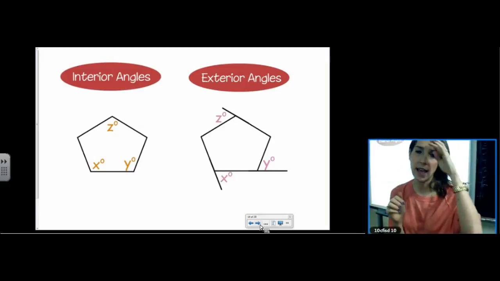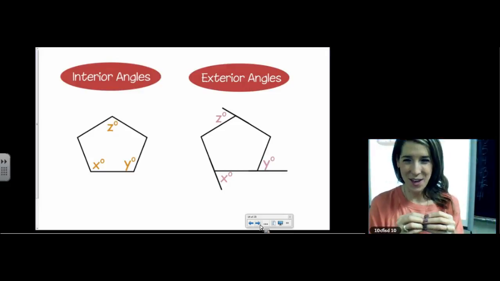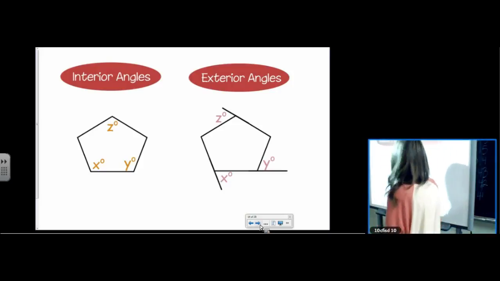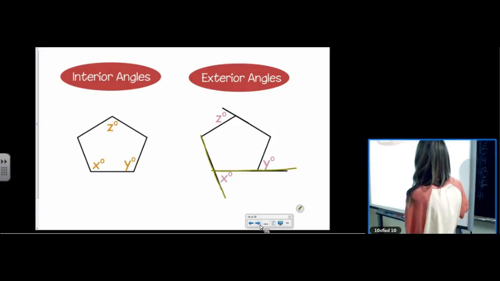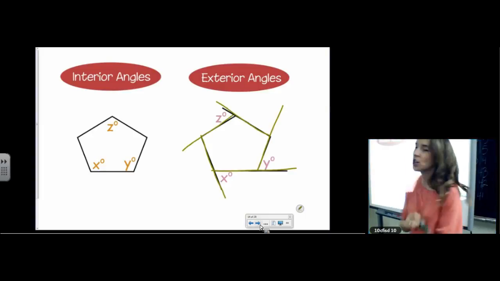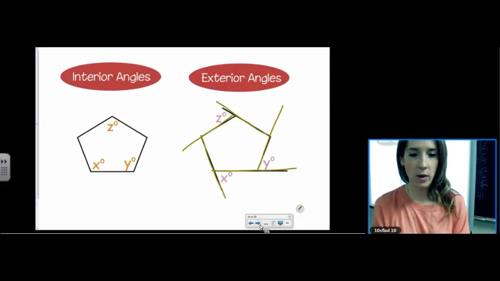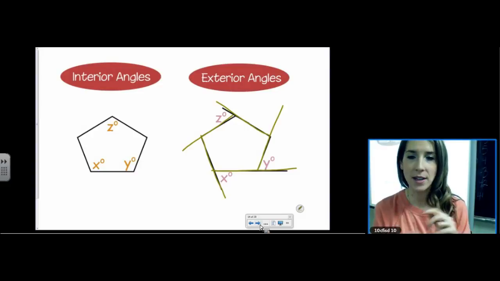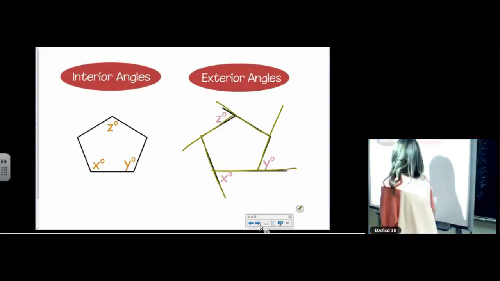So the orange ones, X, Y, and Z, those are interior angles. We're used to that. Now, if you extend the sides, they don't exist if you don't extend the sides. I mean, they exist, but you can't see them. If you extend the sides, and you can do it to all of them, not just 3 of them, then you create what's called exterior angles. X, Y, and Z, the pink ones, are the exterior angles. Now, before we decide how many degrees are in the exterior of a shape, I do want to talk about real quick, what is the relationship?